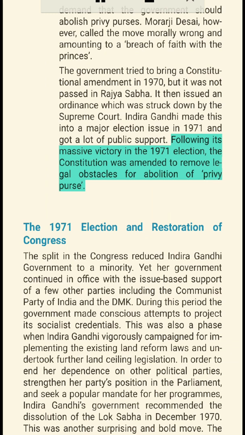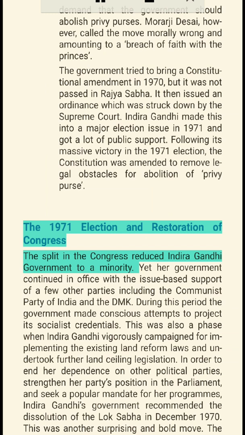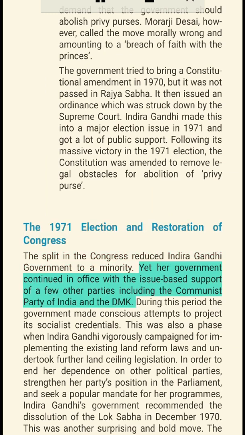Following its massive victory in the 1971 election, the Constitution was amended to remove legal obstacles for abolition of privy purse. The split in the Congress reduced Indira Gandhi's government to a minority. Yet her government continued in office with the issue-based support of a few other parties including the Communist Party of India and the DMK. During this period the government made conscious attempts to project its socialist credentials.